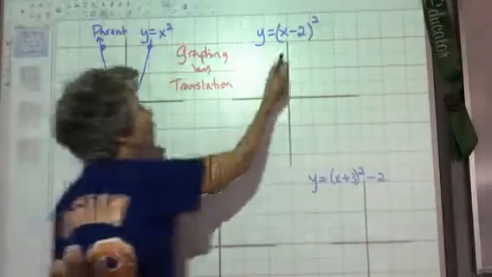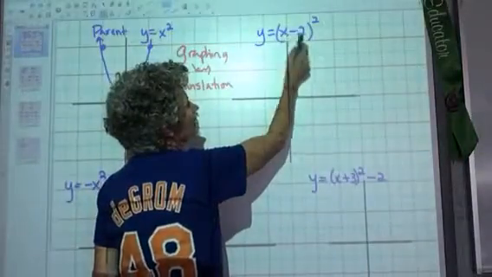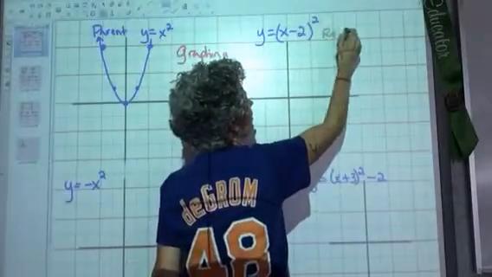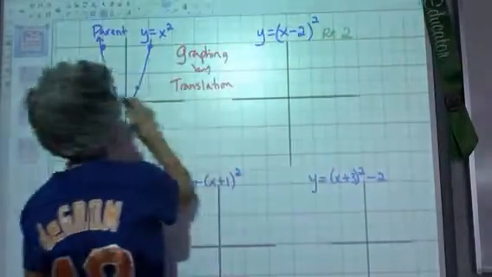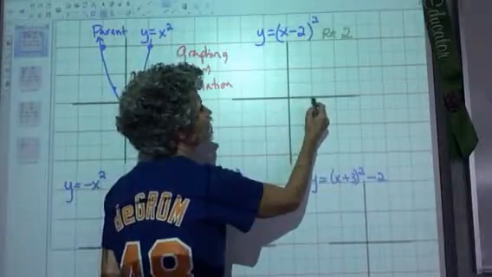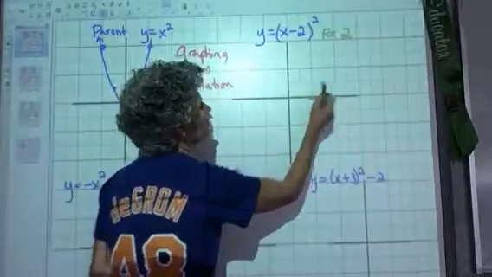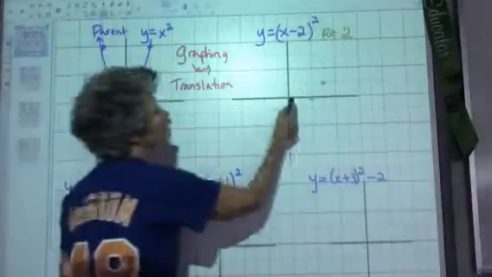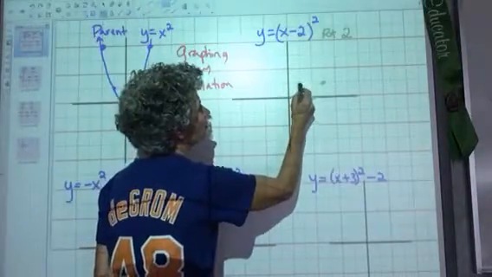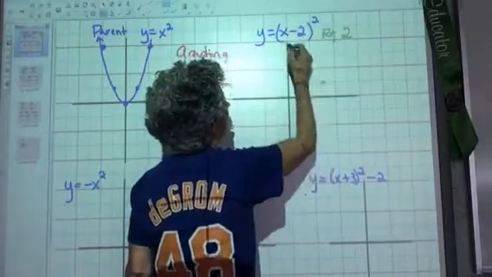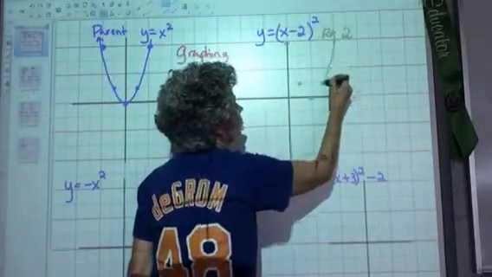So this one here, when something's added or subtracted to the x, that's going to affect it horizontally. So this one's going to go to the right 2. I take this point and move it to the right 2. I take this point, it was right here, move it to the right 2. This point, negative 1, 1, move it to the right 2. And you just go on with those points. And there's your parabola.